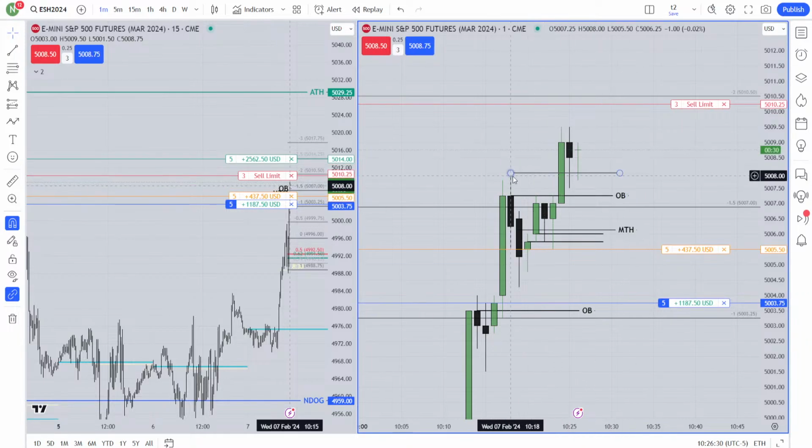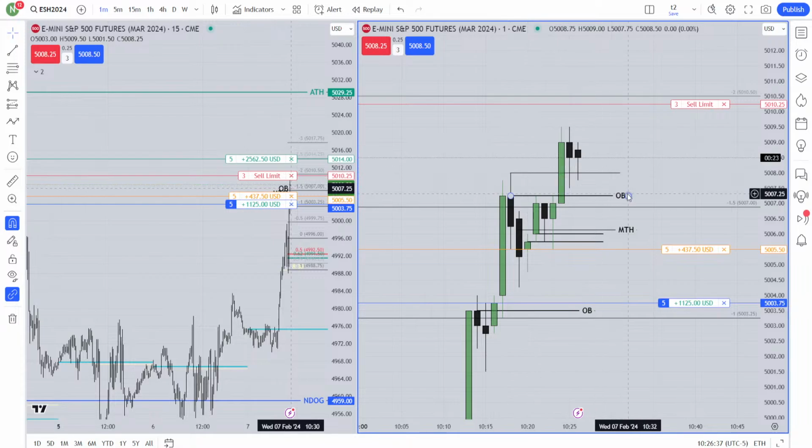This is the change of state in delivery. Okay, so CISD. So it can trade any level from there. I love to mark this one. That is my perception. I love it, but I'm not saying this is not the order block high.